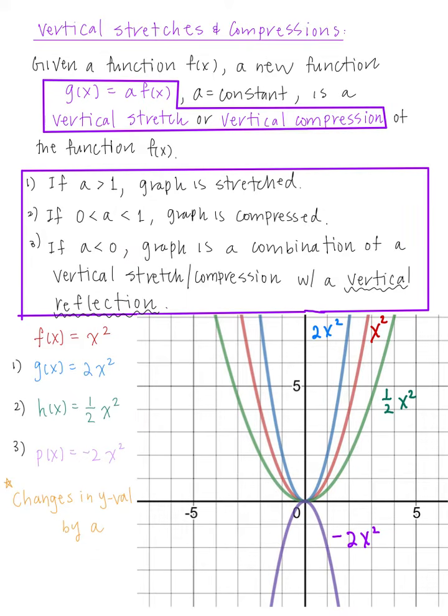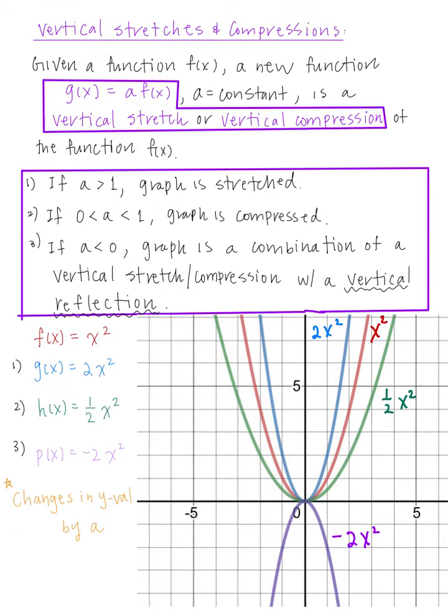It all depends on this constant a to determine what the function is going to look like. So let's take a look at 3 cases. If a is strictly greater than 1, the graph is stretched. If a is strictly between 0 and 1, like a fraction such as 1/2, 1/3, 1/4, then the graph is compressed. If a is negative, the graph is a combination of vertical stretch or compression with a vertical reflection.